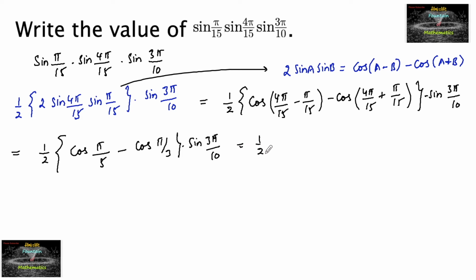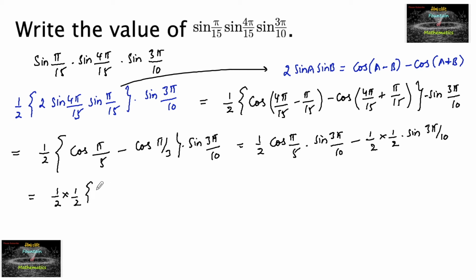So this is equal to 1 by 2 times cos pi by 5 into sin 3 pi by 10, minus 1 by 2 cos pi by 3, whose value is 1 by 2, that is cos 60 degrees, into sin 3 pi by 10. Which equals 1 by 2, and again multiplying and dividing by 2, we can write this as 2 sin 3 pi by 10 into cos pi by 5, minus 1 by 4 sin 3 pi by 10.